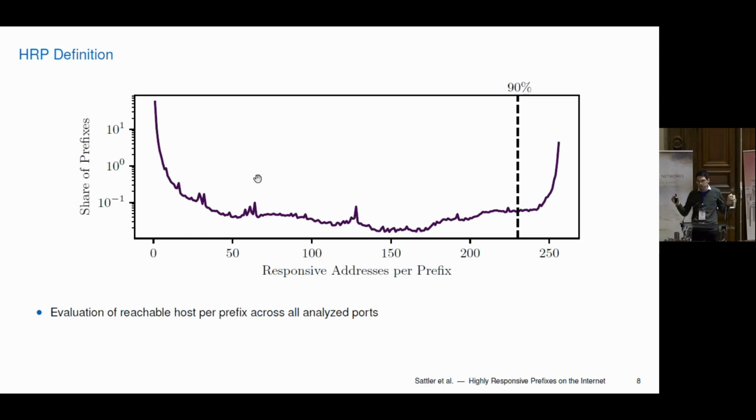We also evaluate this for a number of ports. This is aggregated for all ports, and we see that the distribution is strongly influenced by the extremes. We decided on a threshold of 90% for a prefix to be a highly responsive prefix, to be well below the knee of this graph, because different ports behave slightly differently, and this is a conservative approach. In our paper, you can also find a comparison with a 95% threshold.